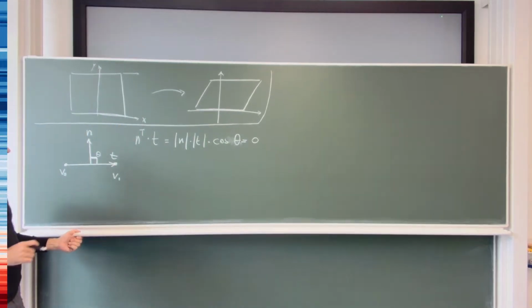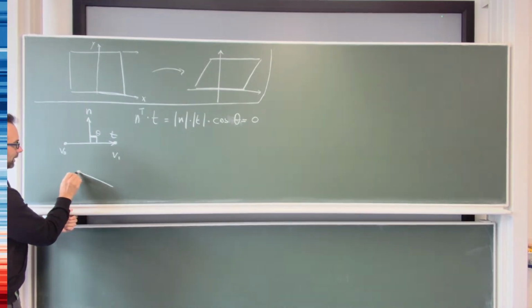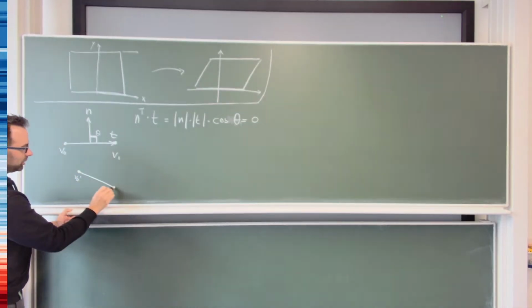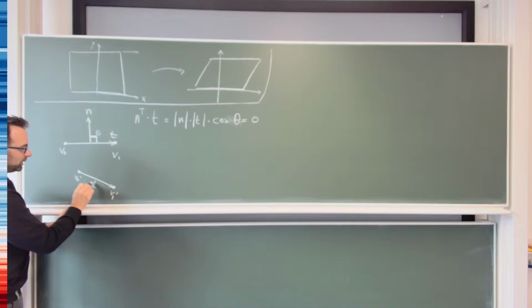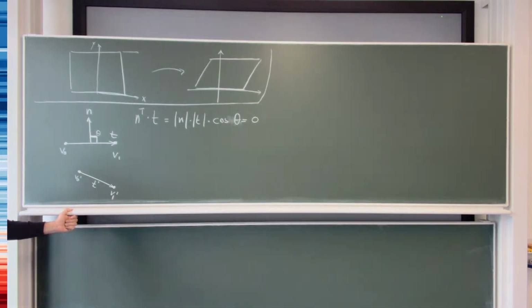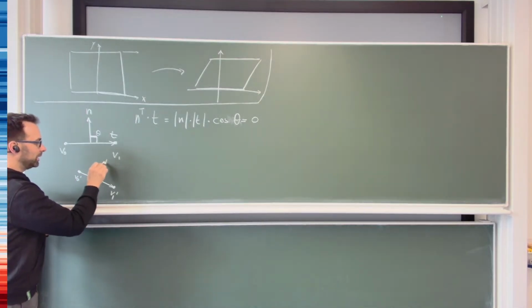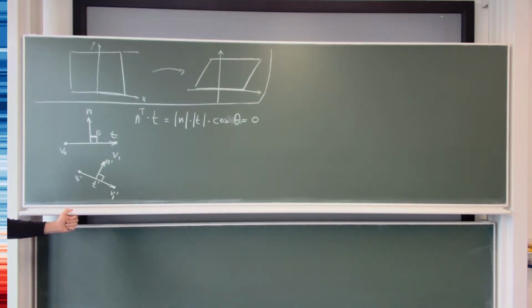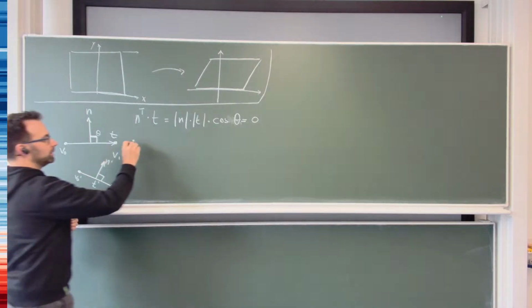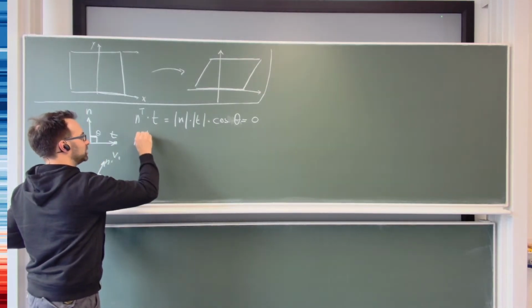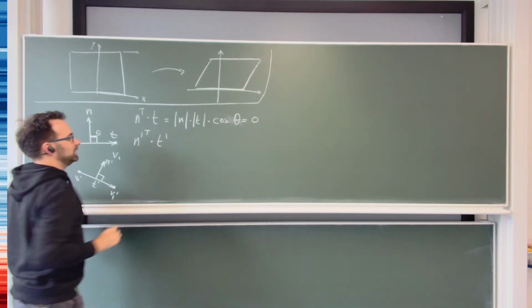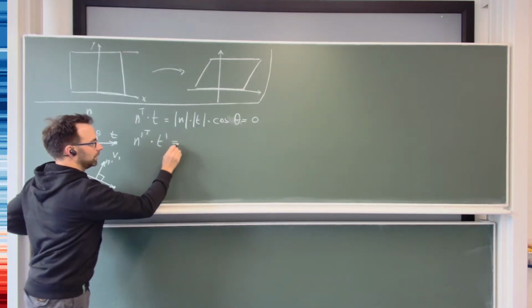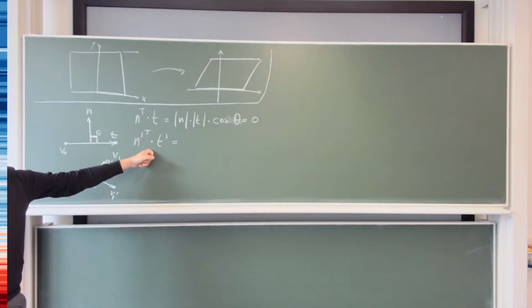Okay. Now let us transform this to say v0 dash to v1 dash, which gives a tangent vector t dash that is also transformed. And we need the new normal n dash perpendicular to the tangent vector. What do we know about n dash transposed times t dash? And this is just again a fancy way for writing the dot product.